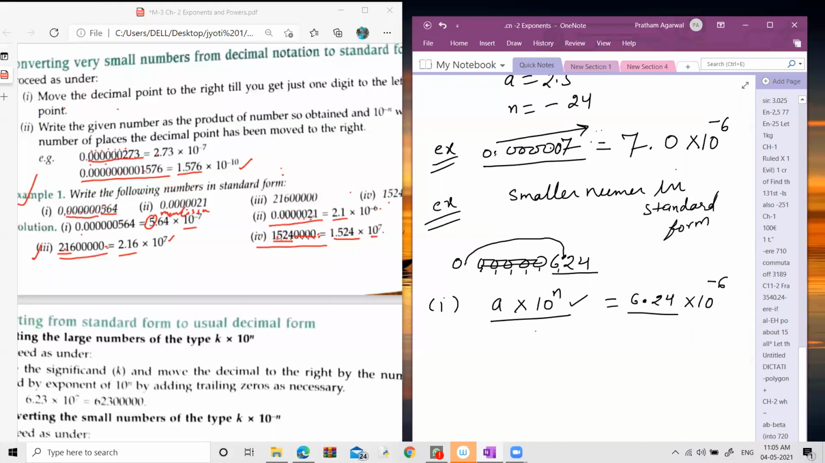If it is clear, please show your thumb. How many of you understood how to write the smaller number in the standard form? Please show your thumb, beta. Yes, ma'am. Acha, raise your hand those who don't understand. Okay, Akshara, Ishika, understood? Not understood. Okay. I'm giving you one more example of the smaller number.